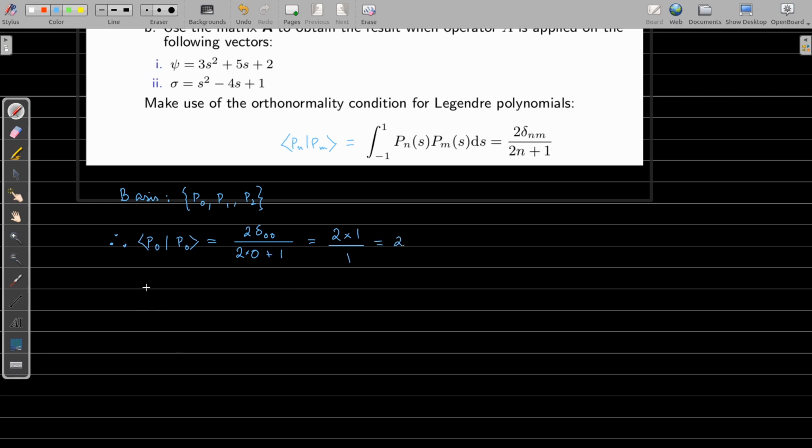In a similar way, we can find out P1 P1. I'll leave this to you. This will turn out to be equal to 2 by 3, and likewise P2 P2 will be equal to 2 by 5. Please work this out. P0 P1, P0 P2, P1 P2, all of these will obviously be 0 because they are orthogonal.